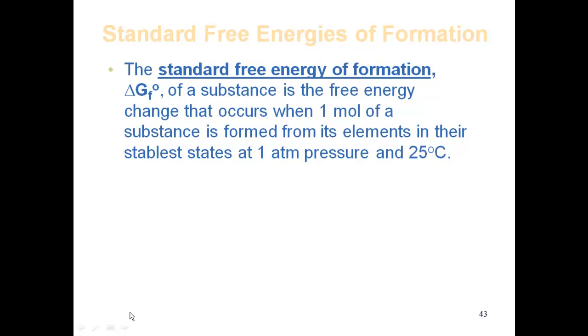The standard free energy of formation, the delta GF of a substance, is the free energy change that occurs when 1 mole of a substance is formed from its elements in their stable states at 1 atmosphere pressure and 25 degrees C. This definition is written exactly the same as delta HF. So we're talking about a relative term here. What do you think is going to happen when I talk about oxygen, O2 gas at room temperature? What kind of delta G do you expect? 0, just like we did with delta HF. Entropy was not the case. It was some numeric value because that was an absolute scale. Well, this is a relative scale.